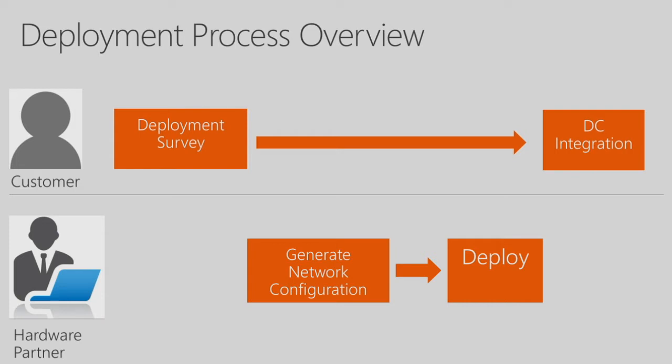So the customer fills out what we call a deployment worksheet, and I'm going to walk you through that worksheet in a couple of minutes. Once the worksheet is filled out, our hardware partners take the input parameters and generate network configurations and deployment configuration files. The partner then deploys the solution, and you as a customer do the integration into your existing data center. Of course, that integration can also be done by a contractor that you hire to do the work.